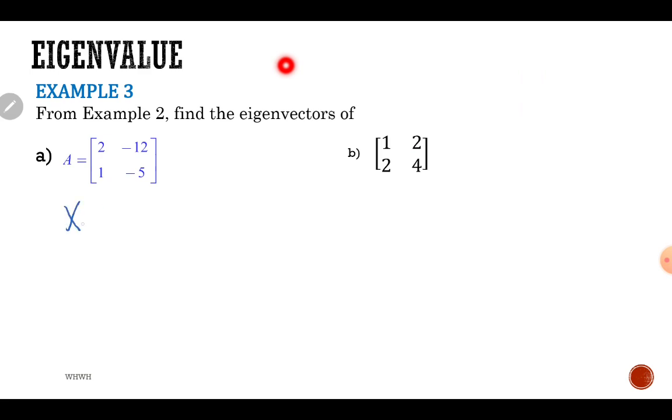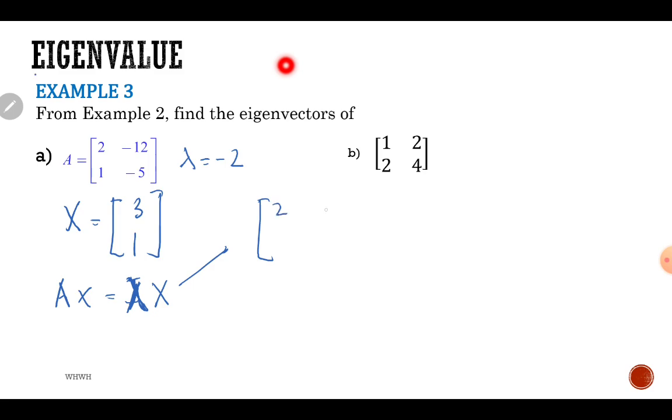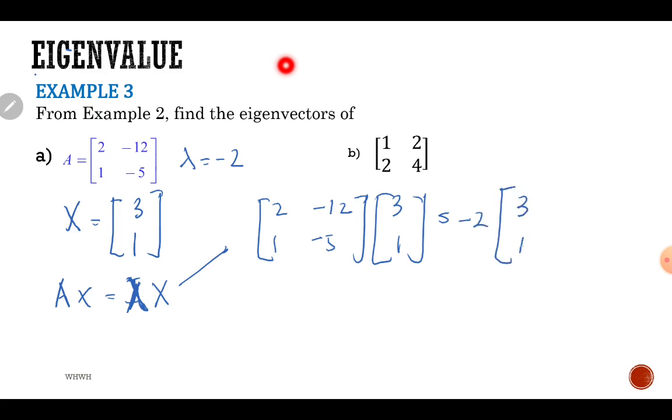Tadi kita dapat apa? Kita punya X, matrix X kita adalah 3, 1 kan. Saya pilih 3, 1. So we want to, this is for lambda equals to -2. So we want to check whether what we have is correct. Then you may use this formula, Ax equals to lambda x. Okay, Ax equals to lambda x. So my matrix A is 2 -12, 1 -5 darab dengan 3 1 sama dengan my lambda is -2 darab dengan 3 1 is my chosen eigenvector.